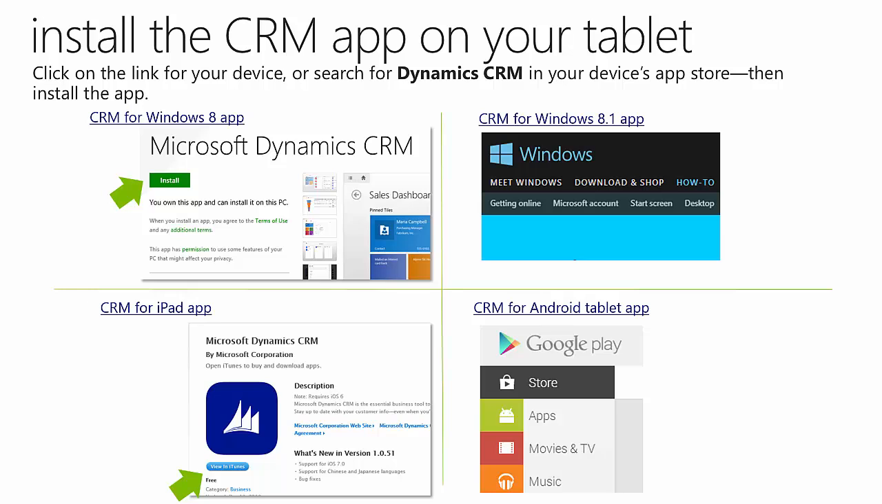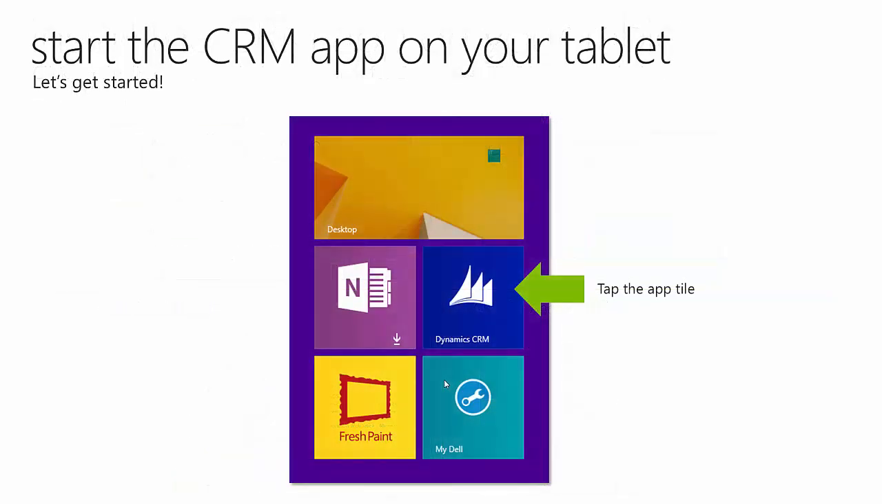First, you need to install the CRM app on your tablet. So you need to click the link for your device or search for Dynamics CRM in your device's app store. Then install the app. Here's how it looks in Windows 8, here's how it looks in Windows 8.1, the CRM for iPad app in the iTunes Store, and the CRM for Android tablet app in the Google Store. Once you've installed the app on your tablet, let's go ahead and get started.